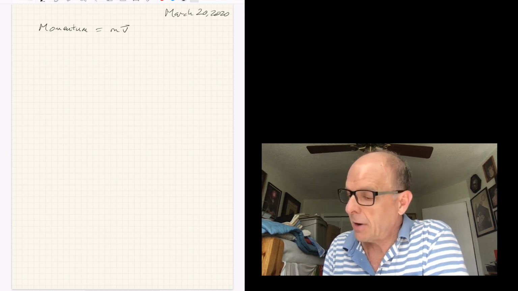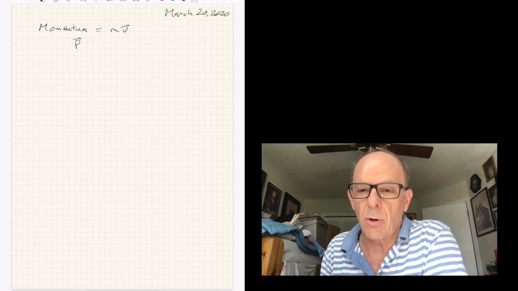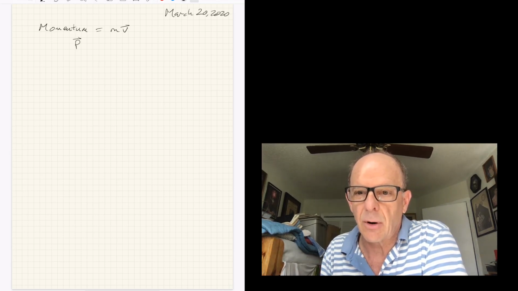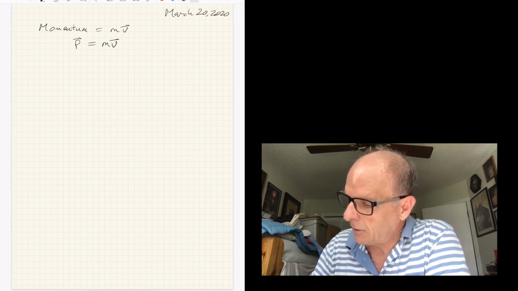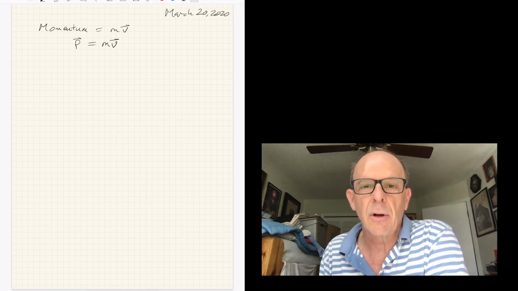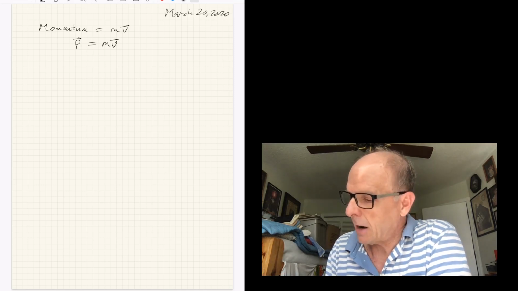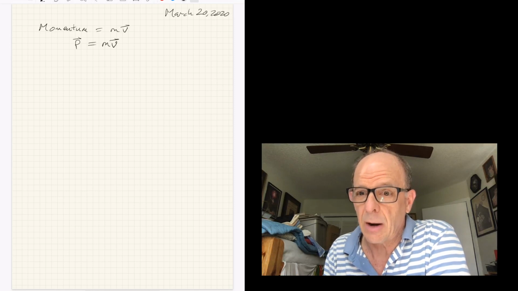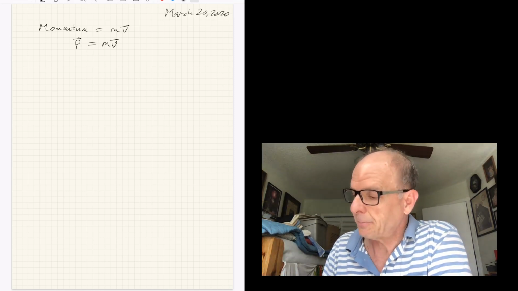Because velocity is a vector quantity, momentum is also a vector quantity, and for reasons that are lost to me, the letter that we use to represent momentum is p. So little p equals m times v is the momentum of an object. It's in the same direction as the velocity of that object. So it's a very simple definition.